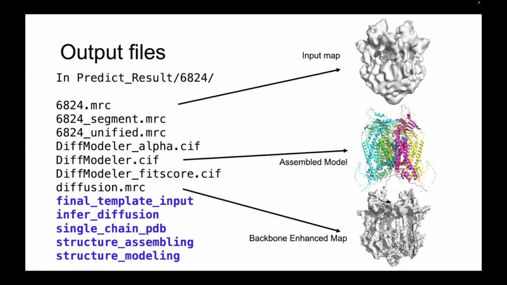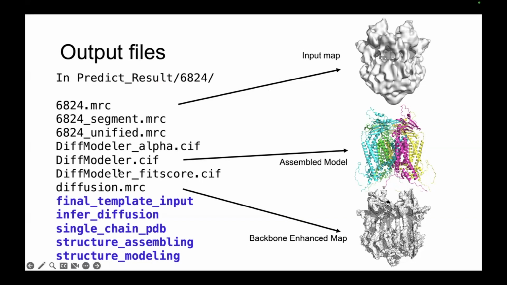Then after computing the DiffModeler, it will generate the predict result directory. In the predict result directories, based on the input MRC file names, it will automatically generate these ID name directories. Inside of these ID name directories, you can see a lot of different structures, but the important files are these. This one is the input file, of course, the input density map.